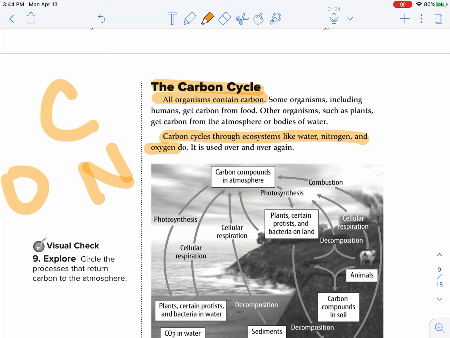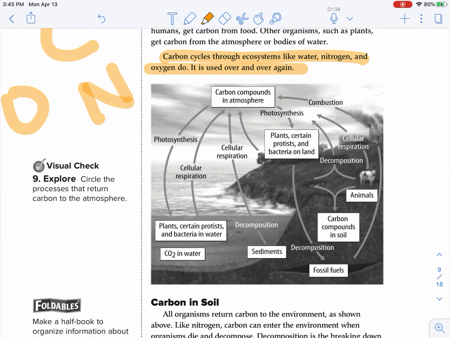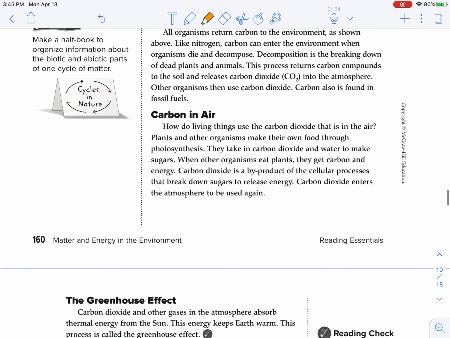Let's go ahead and highlight that. And that's going to be important. I think that there is a question on your study guide about this. So we will come back and take a look at this diagram here in just a moment, alrighty?